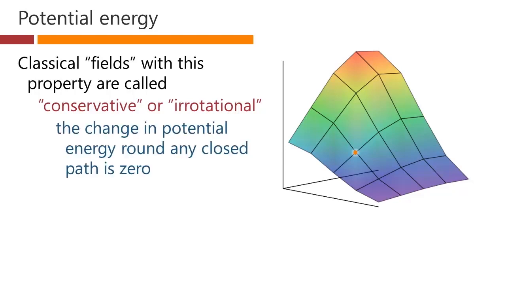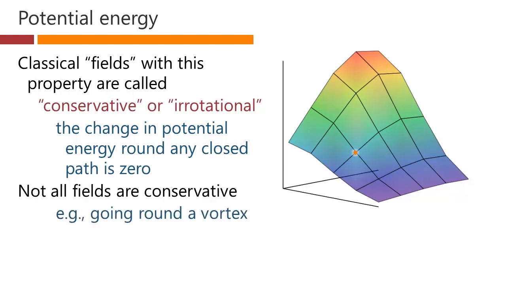And in that case, the change in potential energy going round any closed path, as we just did when we went up the hill and back down again, is 0. Not all fields are like this. And for example, if we had a vortex-like field, then that would not be true.